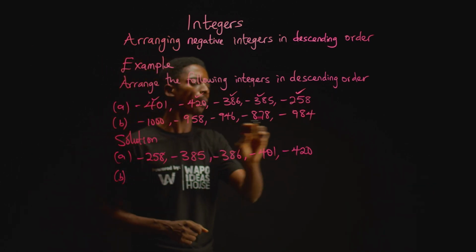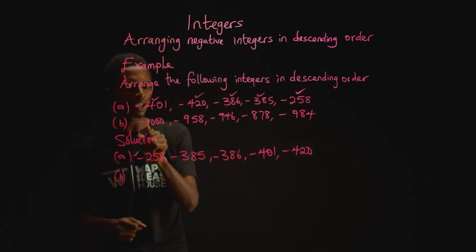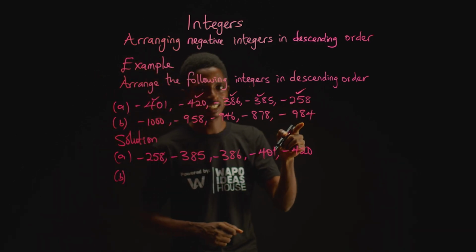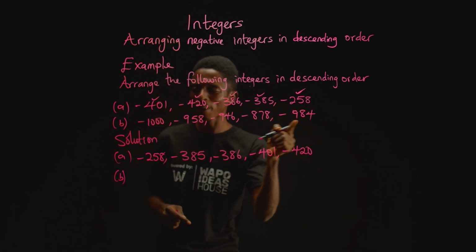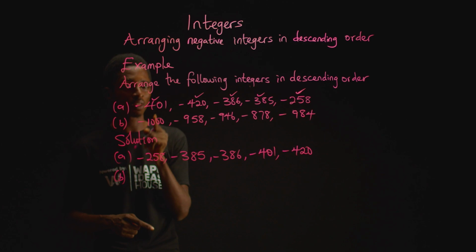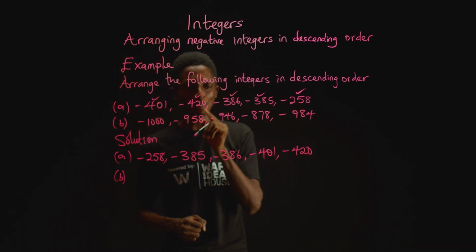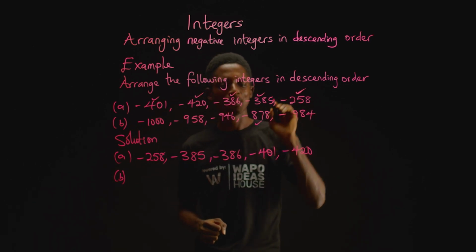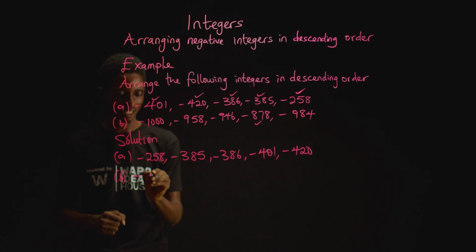For the second group of numbers, do not be confused by the fact that we have a 1 here and a 9 here. Know that in arrangement, this number minus 984 is larger than minus 1000. So, but in all of this, the biggest number is minus 878. So let's put that down.